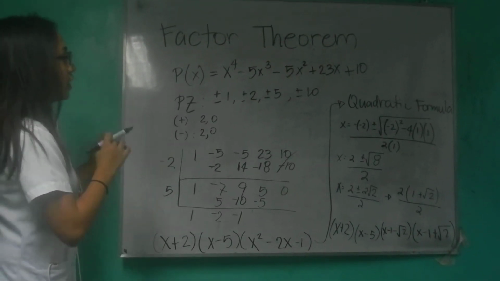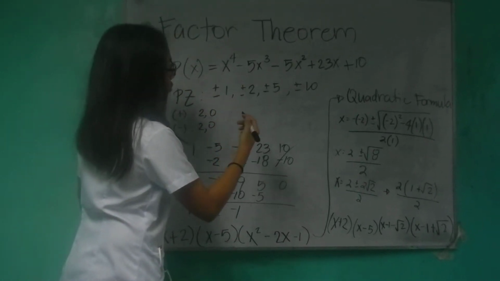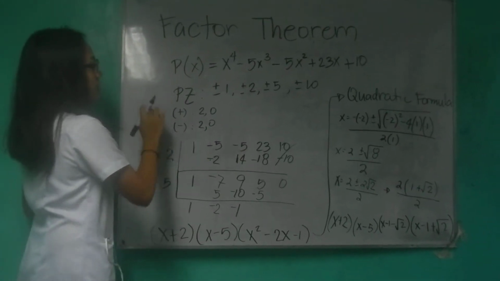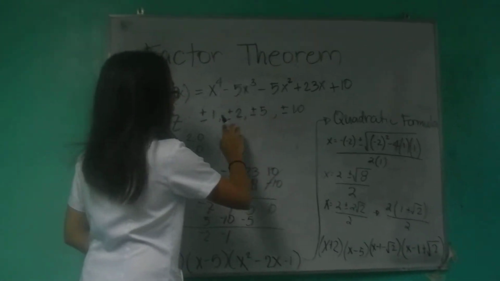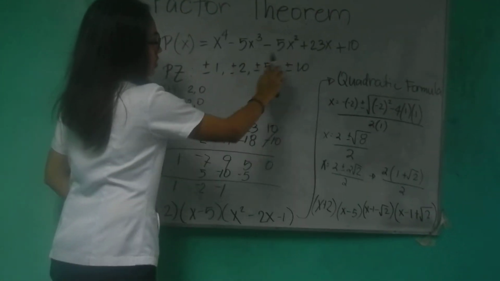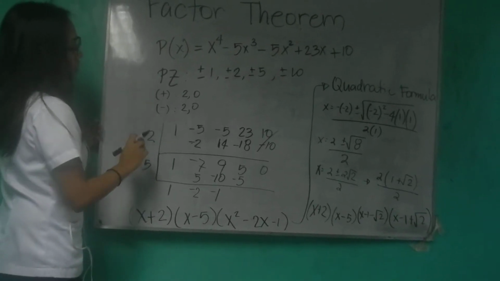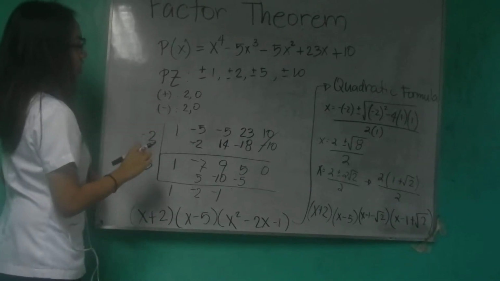We have to find the divisor. So the given is x raised to 4 minus 5x cubed minus 5x squared plus 23x plus 10. Our possible zeros are positive, negative 1, 2, 5, and 10, since these are the factors of 10. So, in looking for positive and negative, we have to substitute positive x and negative x.